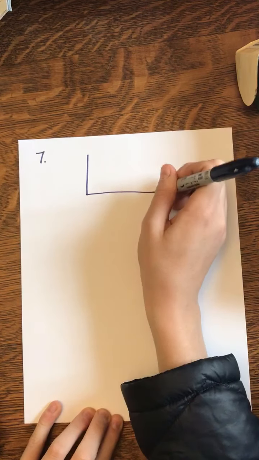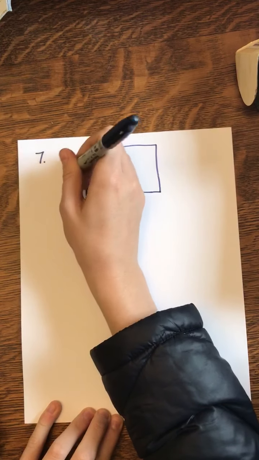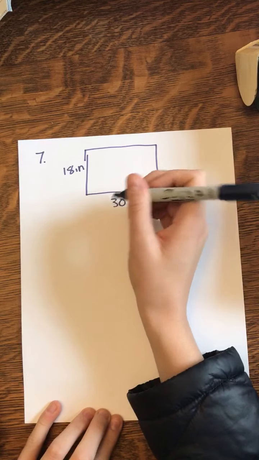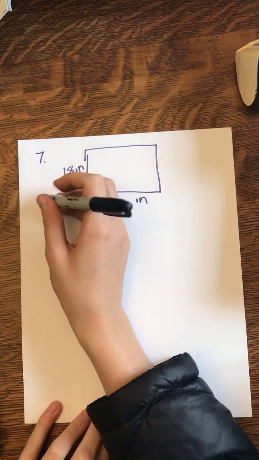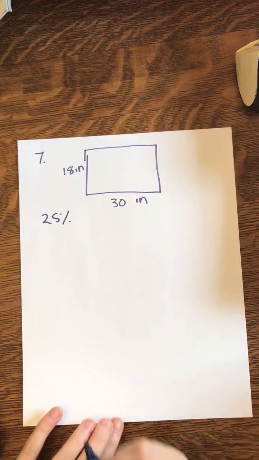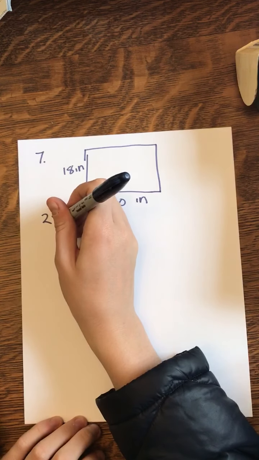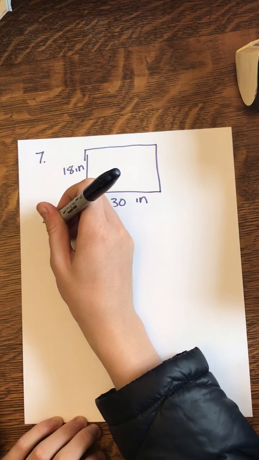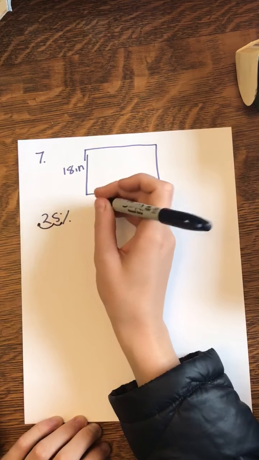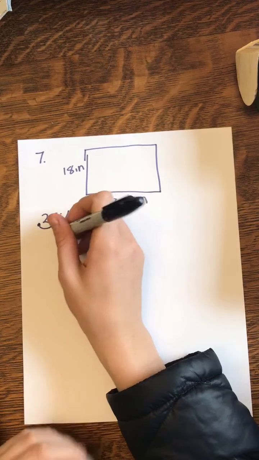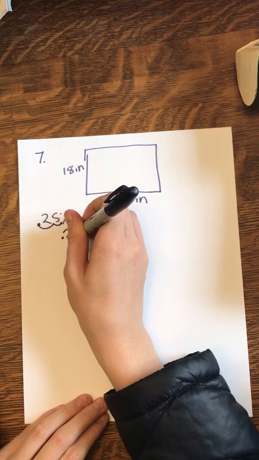Let's draw our original rectangle again. It's 18 inches width by 30 inches length. And in this case, my scale factor is 25%. Well, I don't want to work with percents. I want to work with whole numbers or decimals. So how do I get rid of a percent and change it back into a decimal? I move my decimal 2 places to the left. 1, 2. So my scale factor in a decimal, in an actual number, not in a percent, is 25/100 or 0.25.